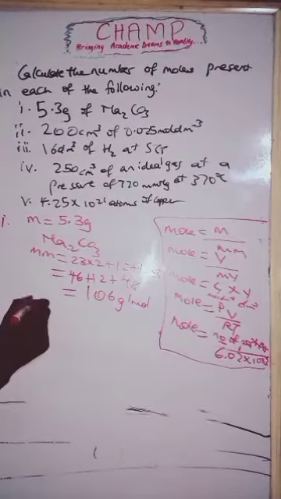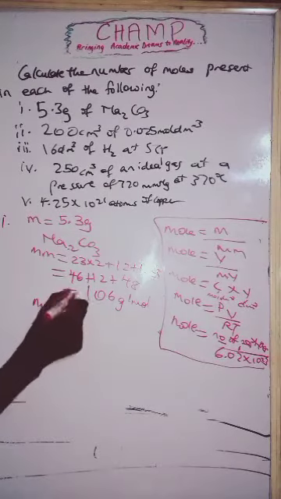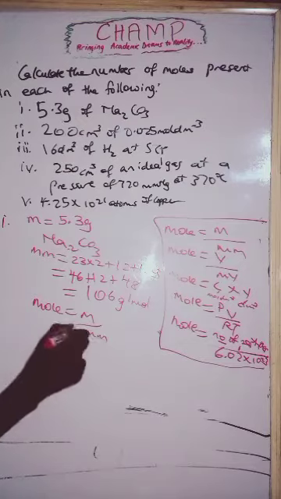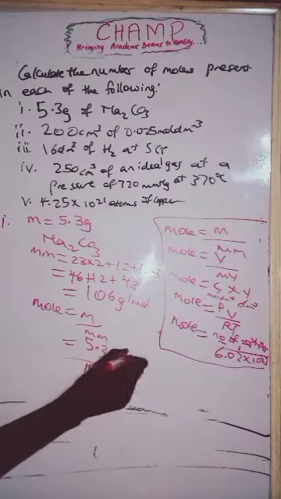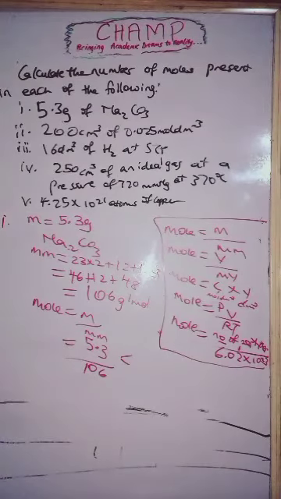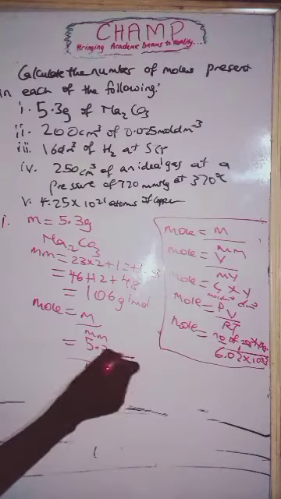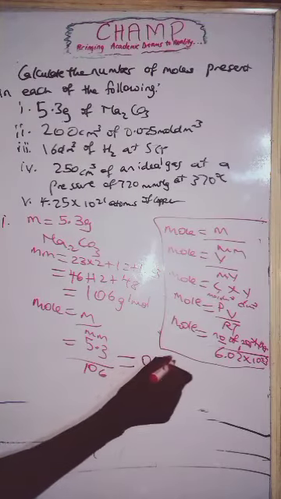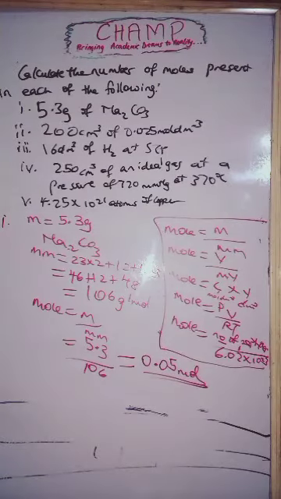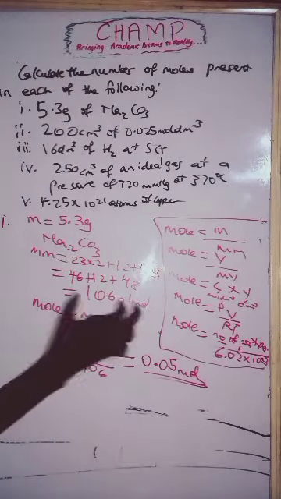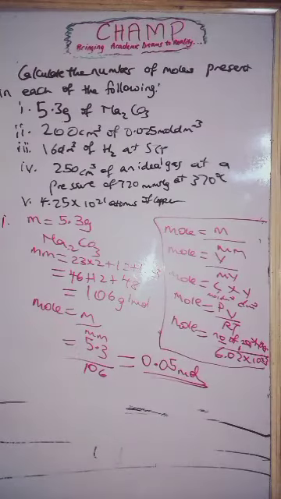So what will be your mole? Mole is equal to mass over molar mass. What's our mass? 5.3. What's our molar mass? 106. So try dividing 5.3 divided by 106. That will give you 0.05 mole. So I believe you get it now. Yes, we have been given our mass, so we calculated our molar mass. Then we said mole is equal to mass over molar mass. So you may need to put it down, or yes, let me just clean it, then we move on.